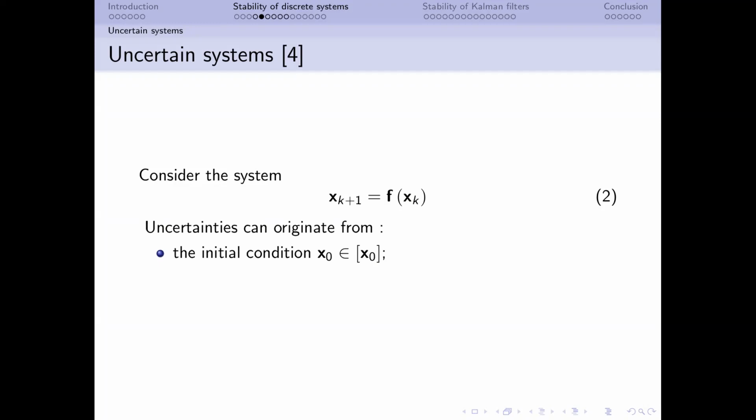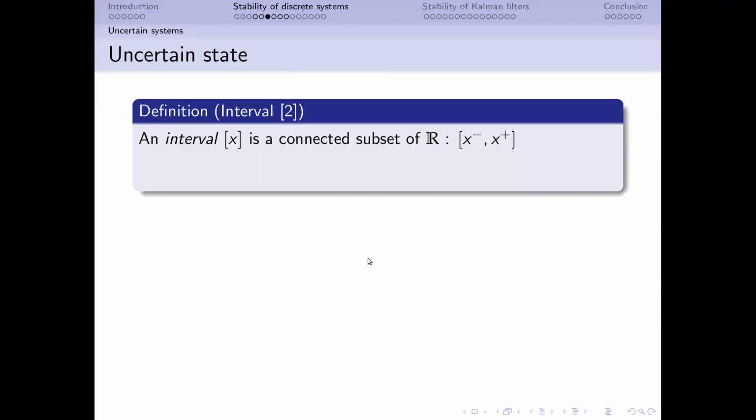The uncertainties can come from the initial state of the robot that is not perfectly known, and can also come from uncertainties in the evolution function that models the dynamics of the robot. Say, for example, the mass of the robot is not perfectly known, then we have an uncertainty, etc. All the parameters can be uncertain and therefore represented as intervals, that I will introduce a bit later in this talk.